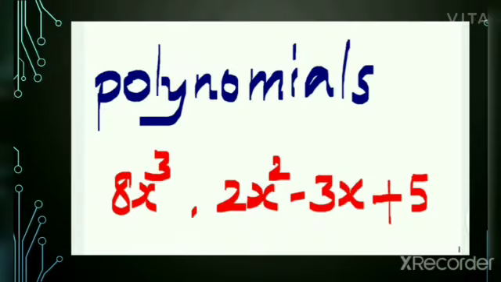Before starting the class, let us recapitulate the previous knowledge about polynomials. What is a polynomial? An algebraic expression involving variables with non-negative powers is called a polynomial. Some examples are 8x cube and 2x square minus 3x plus 5.